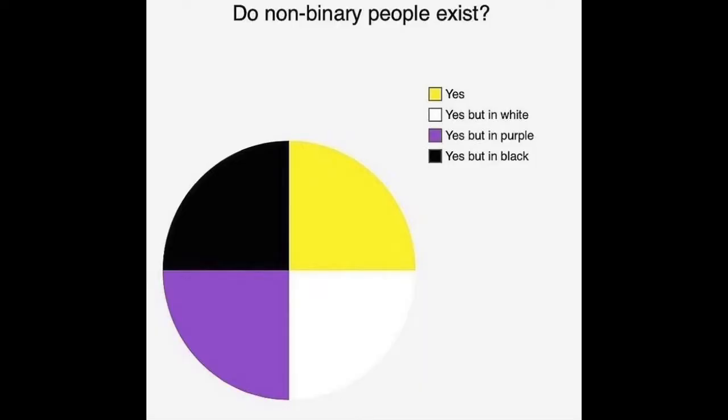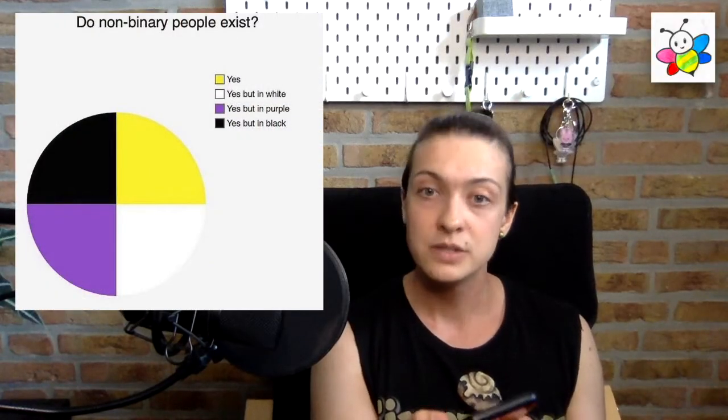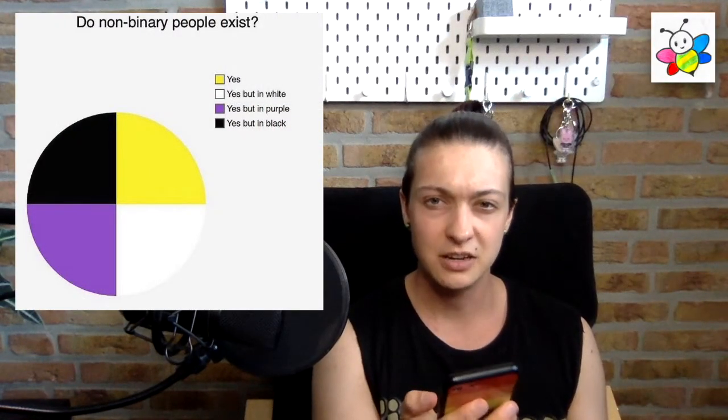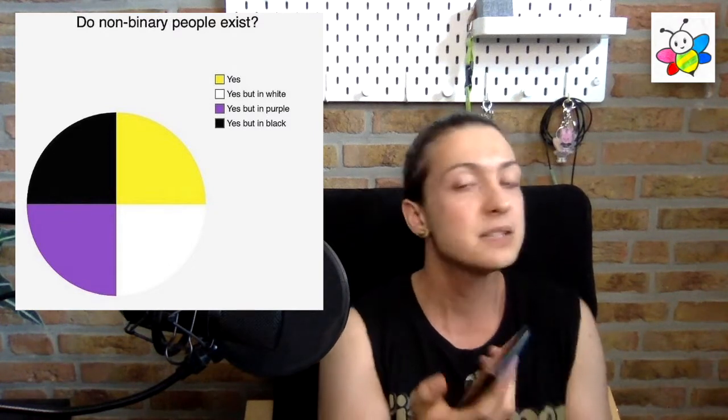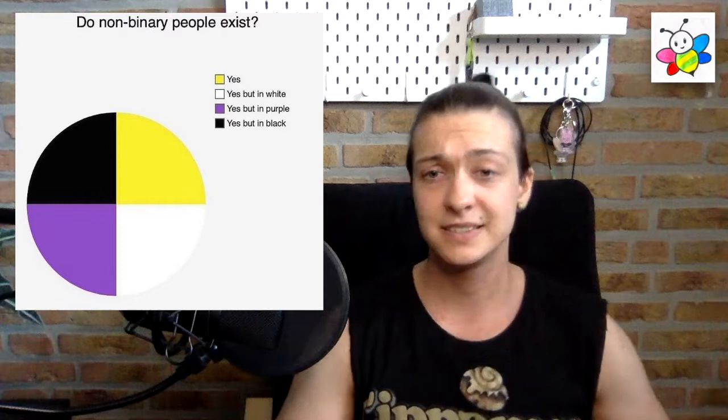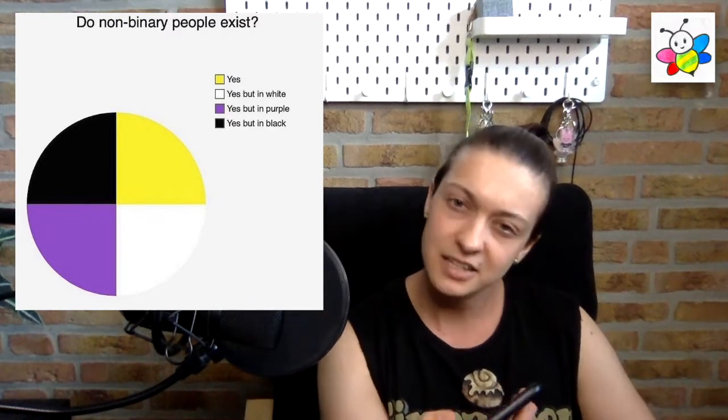Do non-binary people exist? Yes. Yes, but in white. Yes, but in purple. Yes, but in black. Who decided to put a pie diagram with a part that's white on a white background? That's my only criticism for this meme.